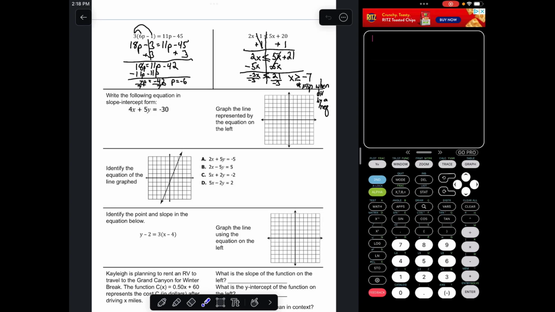All right, here we go. We're going to work through our second review problem. We're going to work through this one that says write the following equation in slope-intercept form. 4x plus 5y equals negative 30.